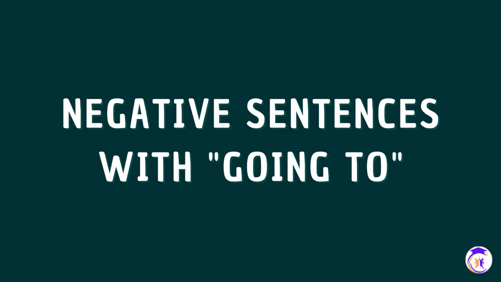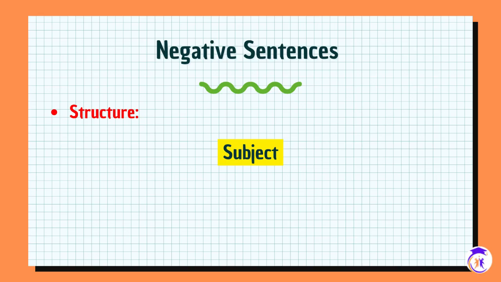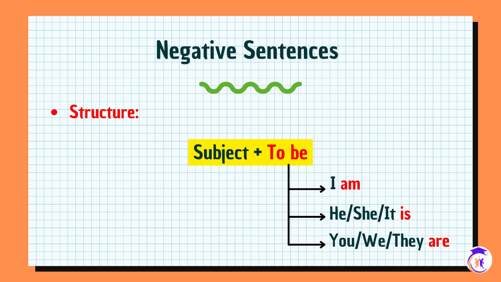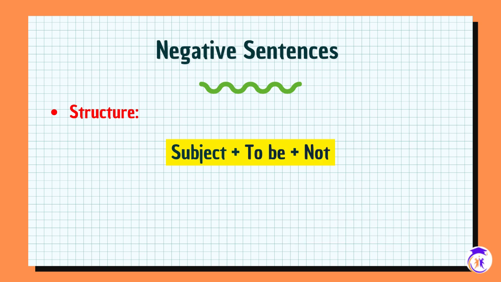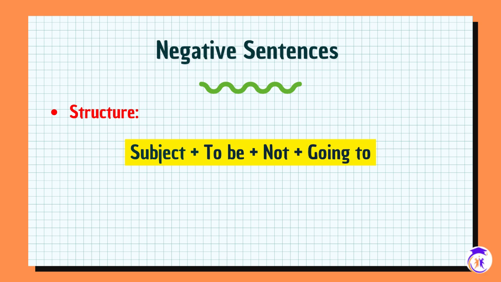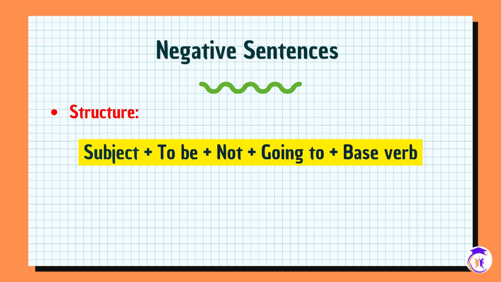Next, we will see how to form negative sentences in the future using going to plus verb. The structure is the following. First, we have the subject, followed by the correct form of to be. As mentioned before, this must match the subject. Insert the negation word, not, after to be. Then put going to signal the future. After going to, place the base form of the main verb.